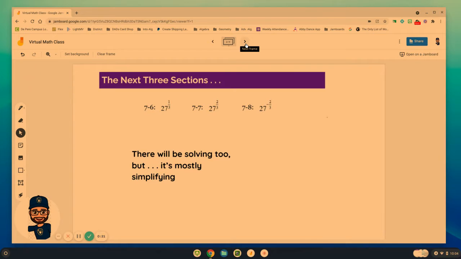And so the next three sections are really looking at problems that look maybe something like this: 27 to the 1/3 power, or 27 to the 2/3, 27 to the negative 2/3, and simplifying, solving. But it's a lot of simplifying these and trying to understand, when do we have two solutions? When do we have one?